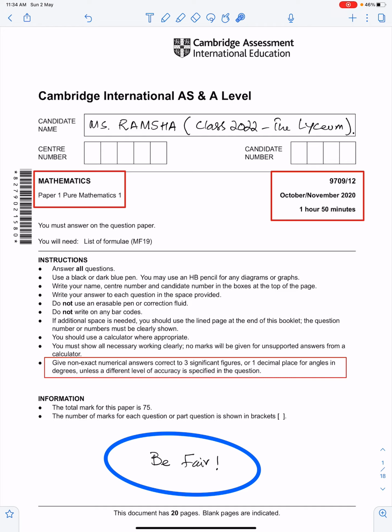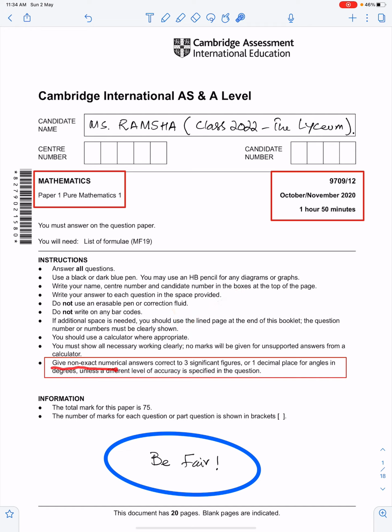In this lecture I will discuss the solutions of P1 variant 1-2 of November 2020. And for this I am using the work of an outstanding and one of my best students, Miss Ramsha of class 2022, the Lyceum. Well, all these instructions are very important, especially this last one.